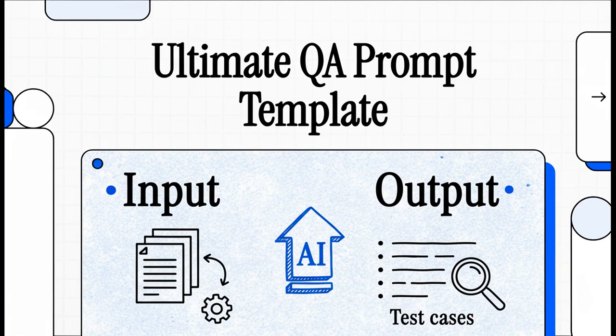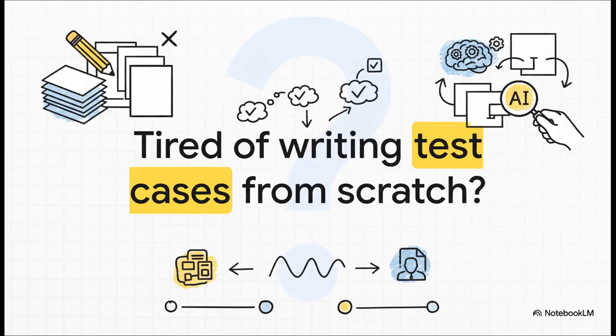Welcome to the Explainer. Today, we are diving into a really powerful technique that's designed to completely transform your QA workflow. We're going to see how you can use AI to turn all that tedious manual work into a genuine strategic advantage. I mean, let's be honest, who isn't? I think we can all relate to this.